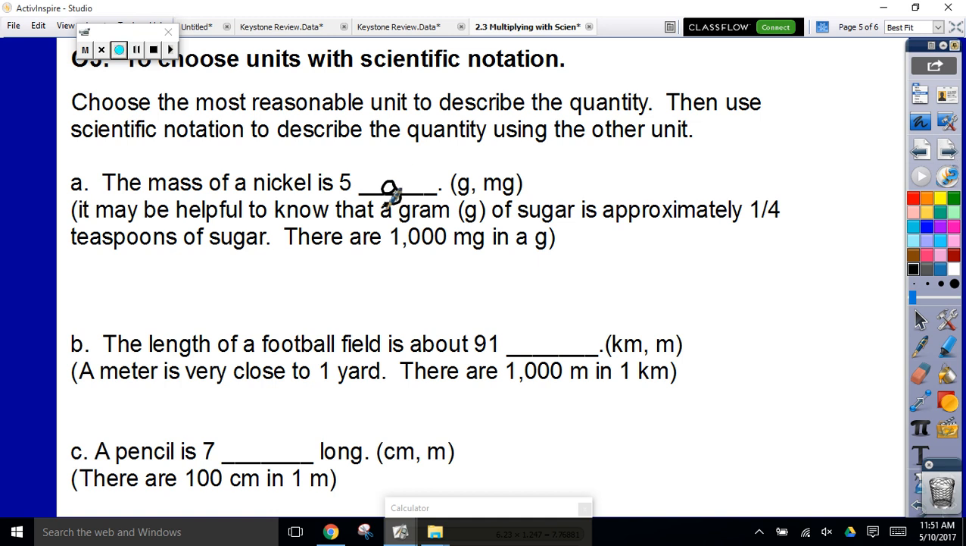And then here's the fun part. Now you have to express it in milligrams using scientific notation. So here's where using conversions comes in helpful. Have you guys done conversion factors in science yet?